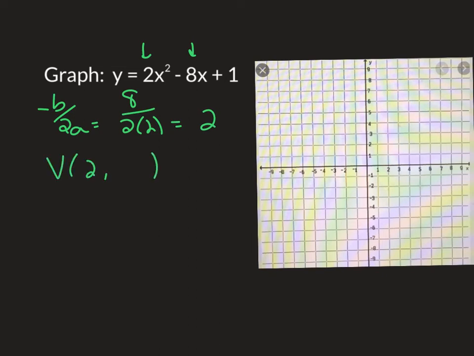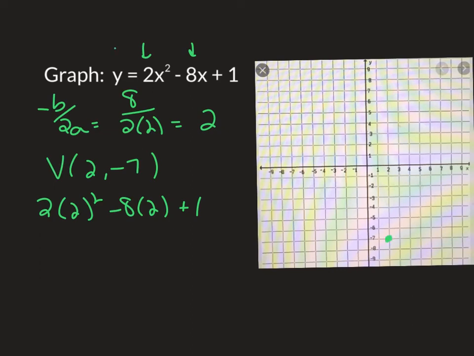To find the y-coordinate, I've got to take this 2 that I just got, and plug it in for the x's. So I'm going to do 2 times 2 squared minus 8 times 2 plus 1. Now, you can either punch that in your calculator or work it out in your head. I'm going to do my head real quick. That's 4 times 2 is 8, minus 16, -8, plus 1, -7. So my vertex is (2, -7). So I'm going to find that right here.